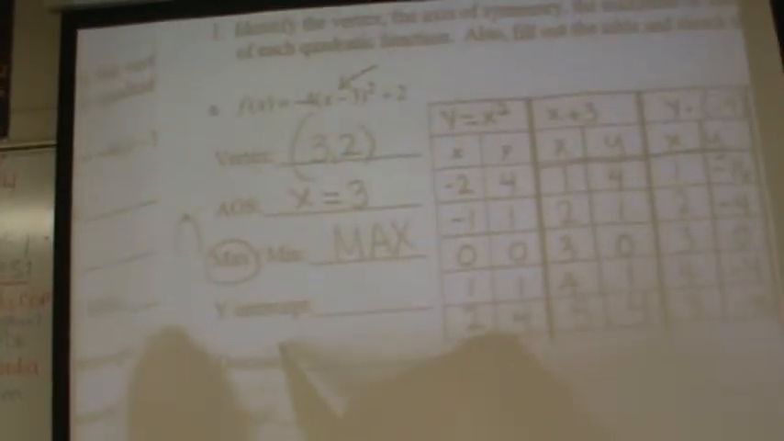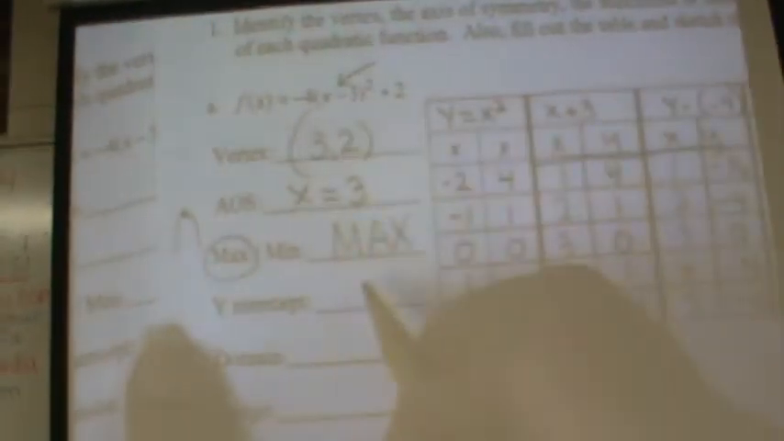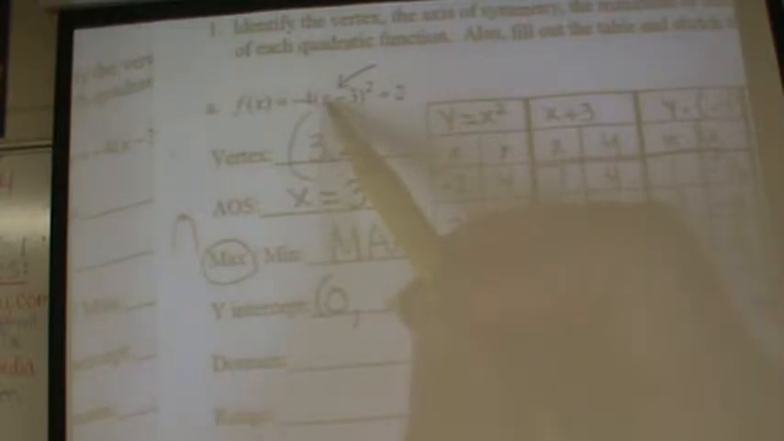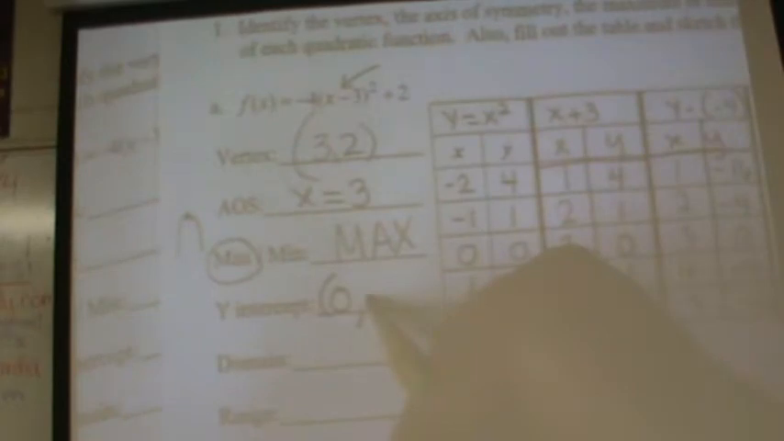How do you know where the graph hits the y-axis? You plug a 0 in for x, and you solve for y. That's what it is. So if x is 0, 0 minus 3 is -3, -3 squared is 9, 9 times -4 is -36, plus 2 is -34.